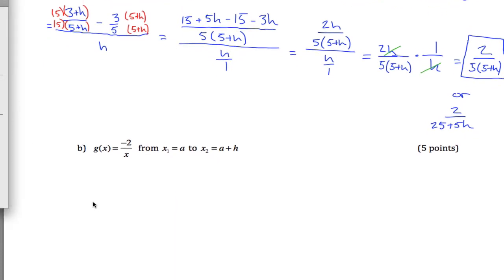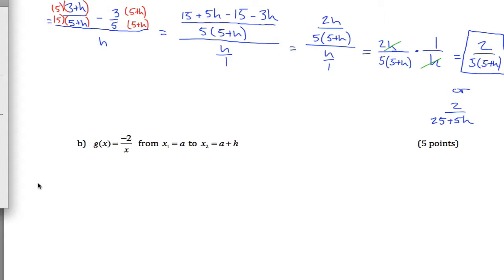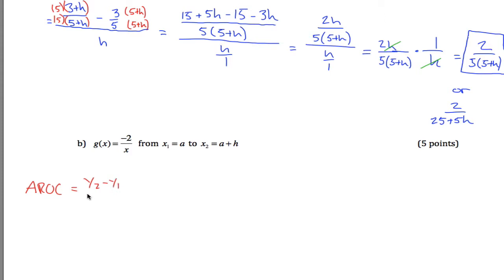Kind of tedious algebraically, but okay. Gives me a new function, g of x. So again, my average rate of change is y2 minus y1 over x2 minus x1. I have x1, I have x2. Can figure out y1. y1 is just, I guess, g in this case. Maybe I'll do this somewhere else. Let's do it off to the side here. y1 is just g of x1. x1 is a. G of a is negative 2 over a. y2 is g of x2, which is a plus h. G of a plus h is negative 2 over a plus h.